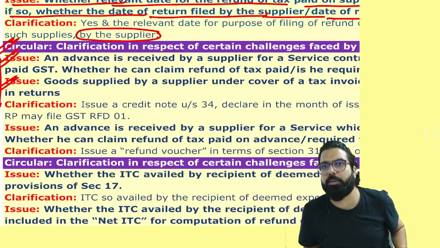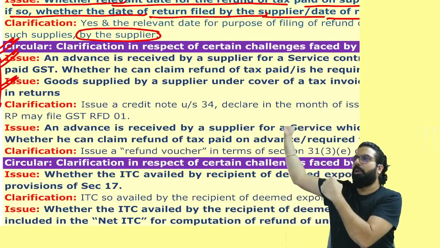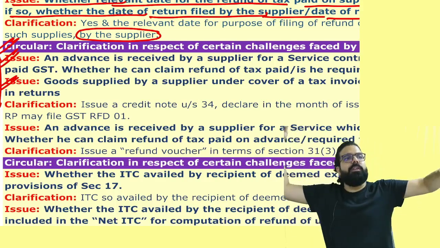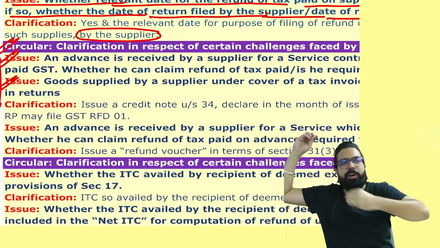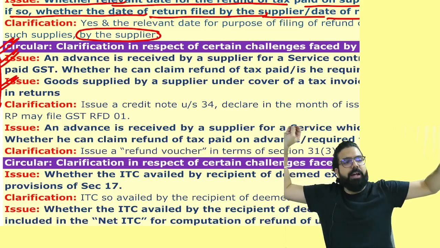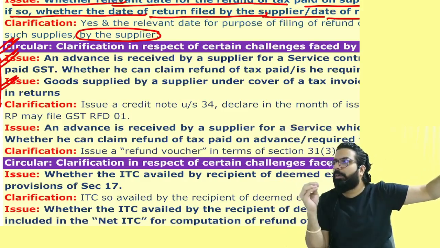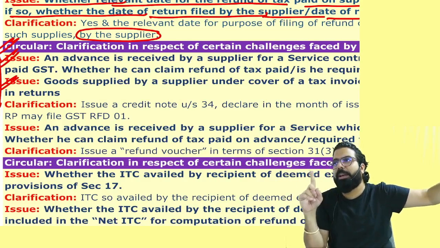People, did you understand what I told? I received an advance. I gave the GST to the government. I issued you a receipt voucher and I gave the GST to the government. Later I refunded the amount. So government refunded the GST. But for that, I have to file a refund application.